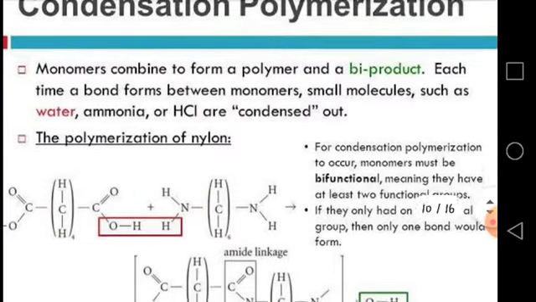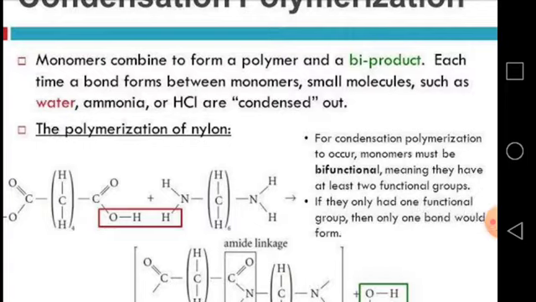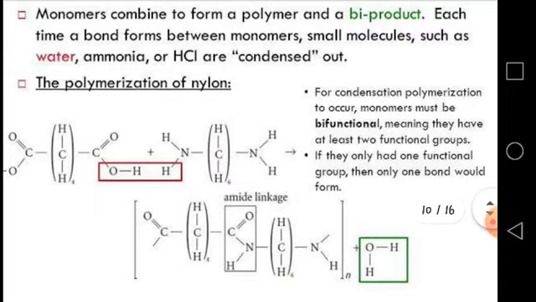In this example, you can see this carboxylic unit and this amine group. When this amine group and this carboxylic group come closer to each other, they remove a water molecule, and a linkage is developed between these two monomers. This linkage helps to join the monomers with each other. In this case, this linkage is an amide linkage. So the monomers must be bifunctional and a byproduct is produced when the monomers combine with each other in the condensation process. And we call this polymerization process condensation polymerization.